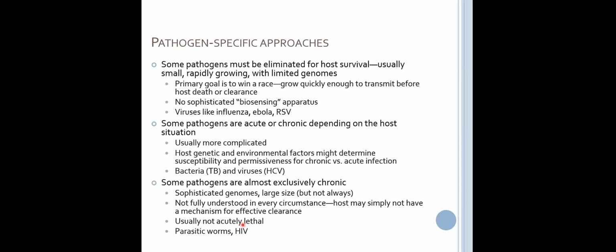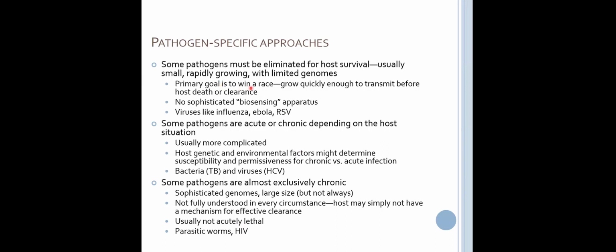As I've mentioned, with each individual type of pathogen, to be effective, the immune system needs a pathogen-specific approach. So some pathogens have to be eliminated for the host to survive. And this is true generally of small, usually rapidly growing, limited genome pathogens. So these are not particularly sophisticated pathogens in one sense. They're just trying to keep propagating throughout a population as quickly as possible. And they have no chronic phase to cloak themselves and protect themselves and outlast different immune outcomes.